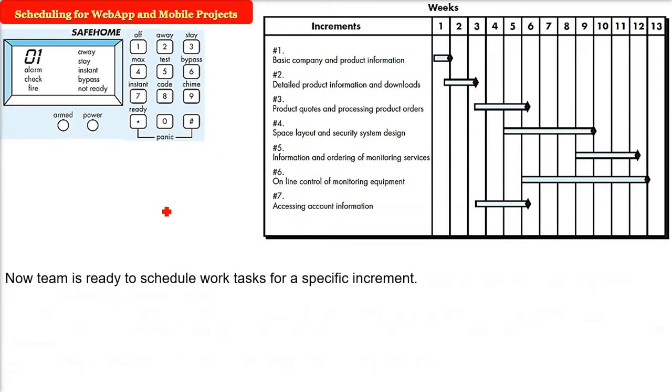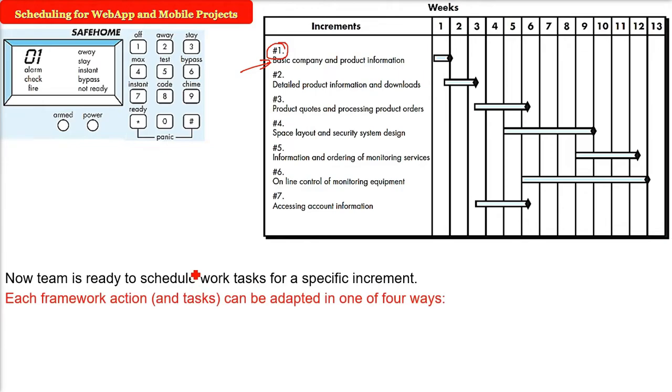So now the team is ready to schedule work tasks. For every increment, we have to find out how many tasks are required to actually complete this increment. Each framework action and task can be adapted in one of 4 ways. What you can do is, you have chosen a task, you have finalized it and applied it.